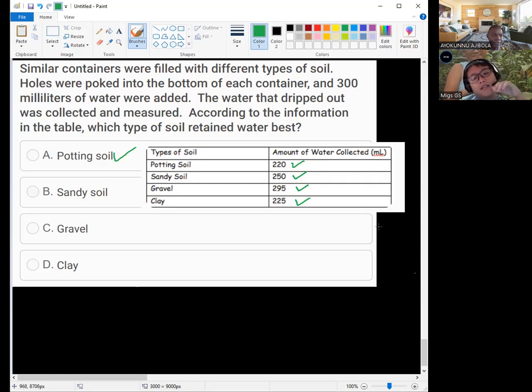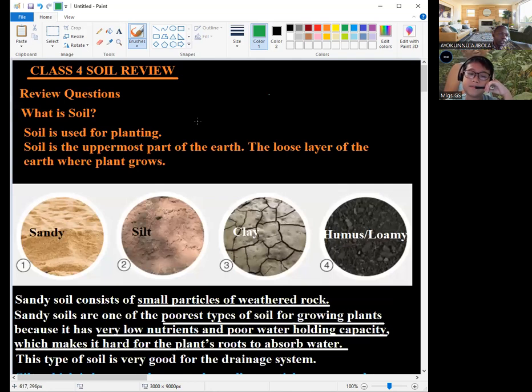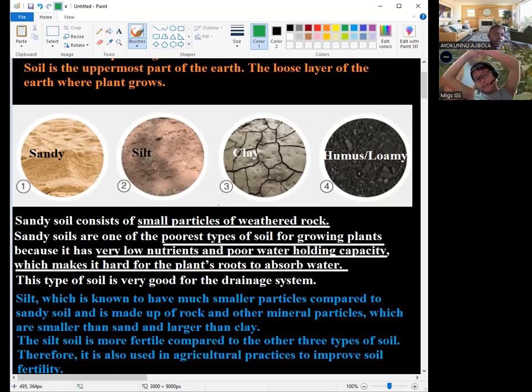So with that, we will do a recap of everything that we have been doing today. We defined soil as it is used for planting. It is the uppermost part of the earth. It is the loose layer of the earth where plants grow. Then we talked about the types: the sandy, the silt, the clay, the humus or loamy soil. Then we talked about the particles of each. Look at the sandy soil. It has big particles, right?